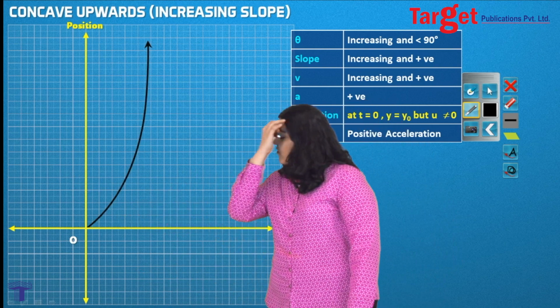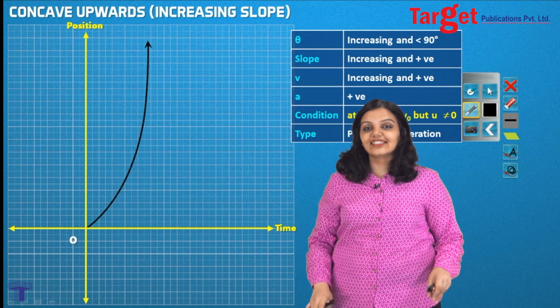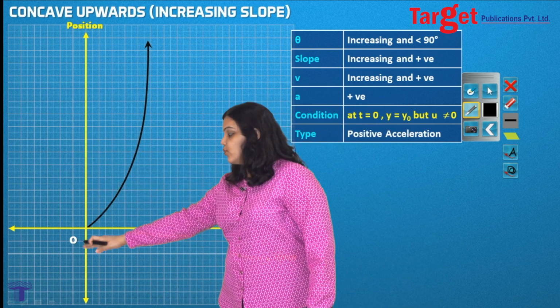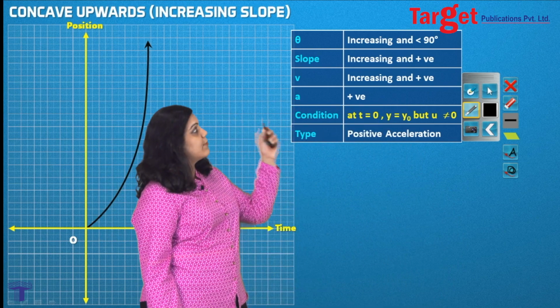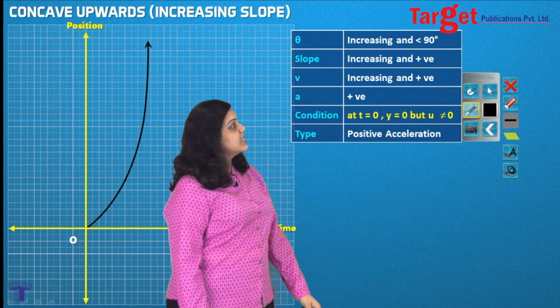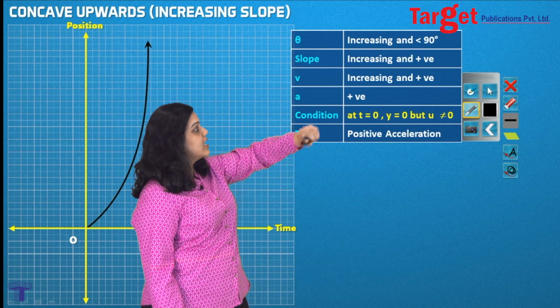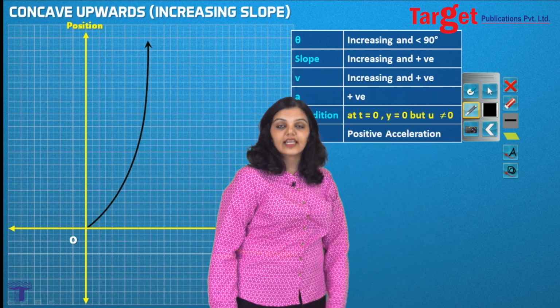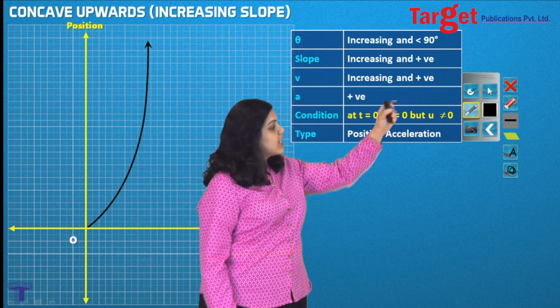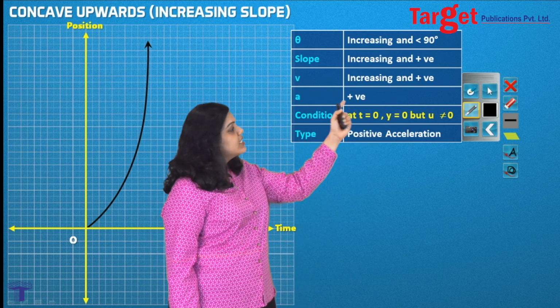Let's take a look at this graph. This graph and the previous graph look exactly the same. The only difference is that the graph has been moved below. Let's look at the changes in our properties. The angles are increasing and less than 90. Nothing has changed there. Slope is increasing and positive. Again, nothing has changed. V is increasing and positive. Nothing has changed. A is positive.